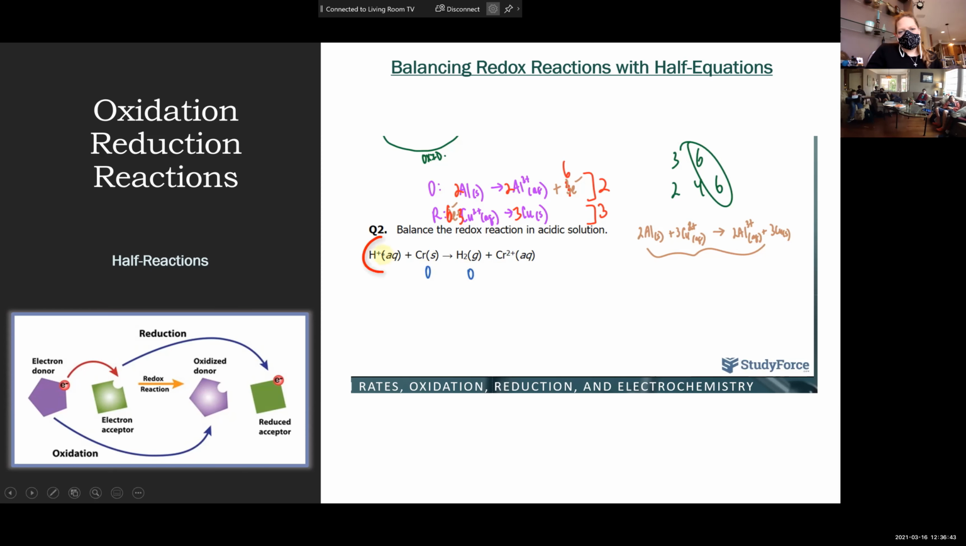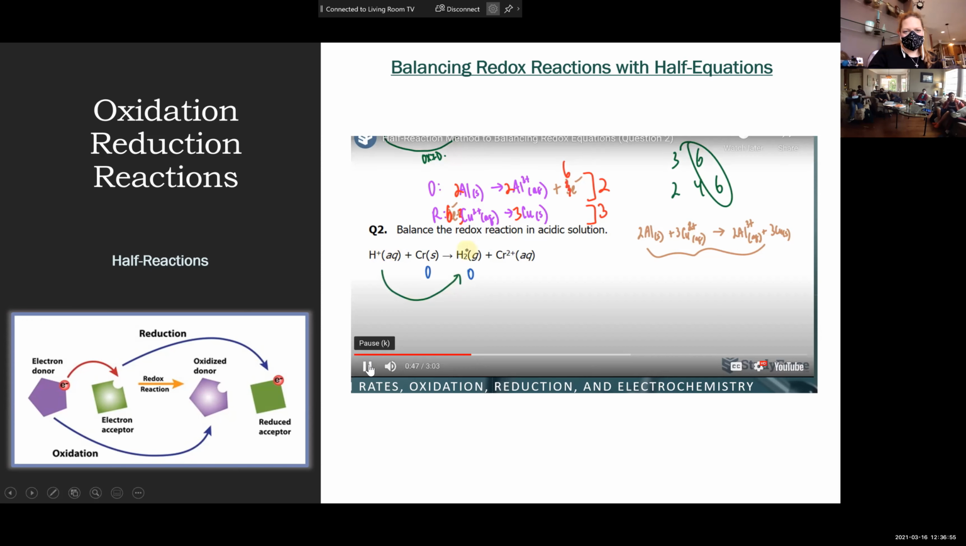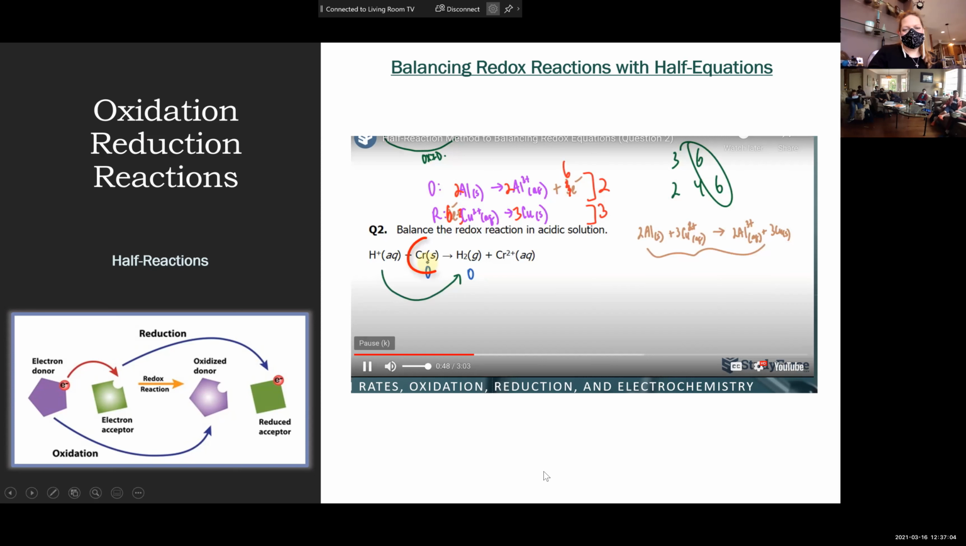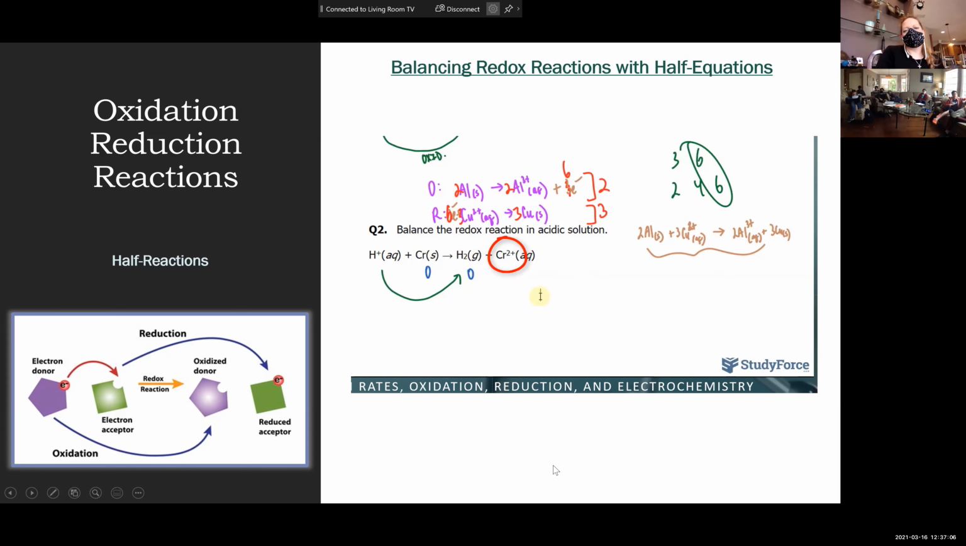Notice that the hydrogen ion, this one, is going from plus to 0. This means that it is gaining an electron. If you have a gain of electrons, that is a reduction. So this is being reduced to H2. Got one hydrogen and one chromium on the left, but two hydrogens on the right. No worries. So going from 0 to 2 plus, it is losing electrons. So we say that there's an oxidation happening here.